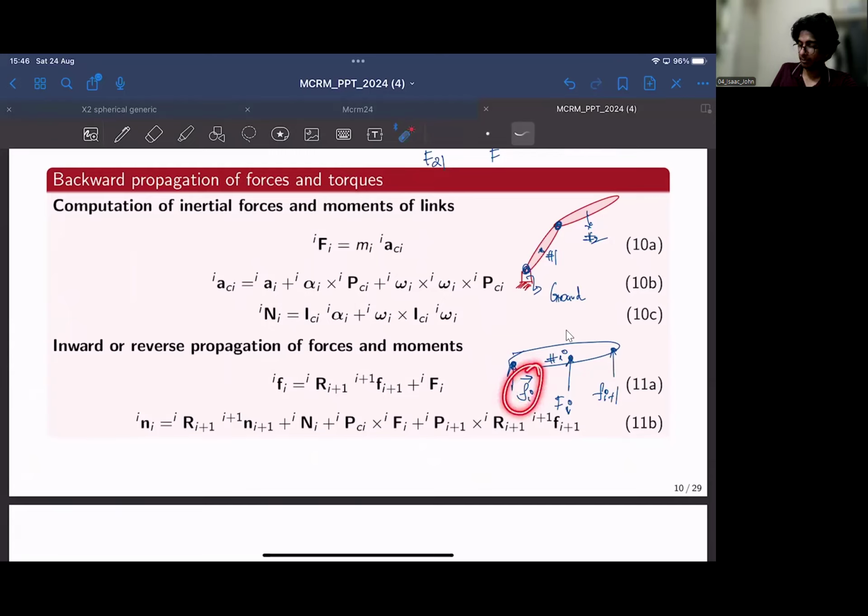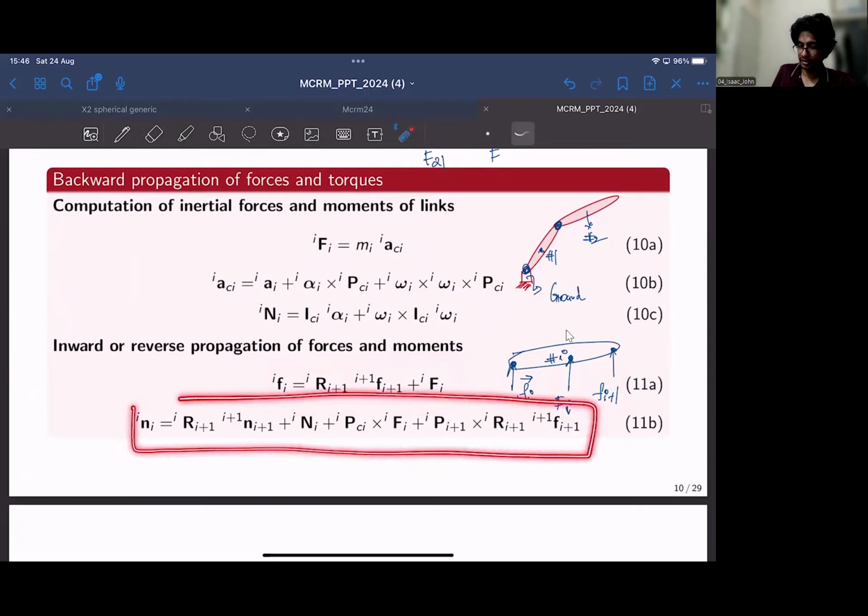So the only unknown would be this force because it's a backward propagation. So Fi would be the sum of the inertial forces plus the forces at the distal end. And if you bring everything to the ith frame, just to make it recursive, you will have to make use of these rotation matrices, and finally you end up with this expression for the backward propagation of forces. And similarly, you can have a backward propagation of moments.